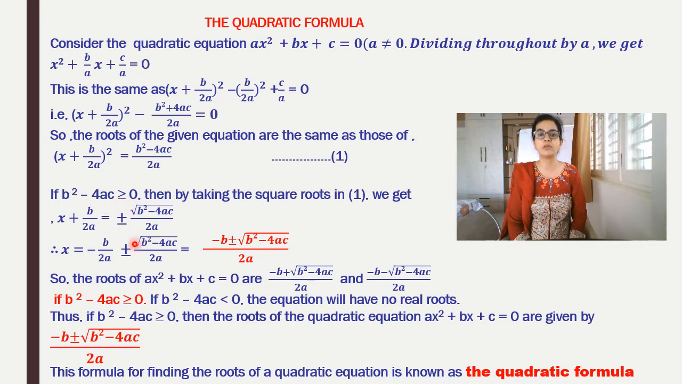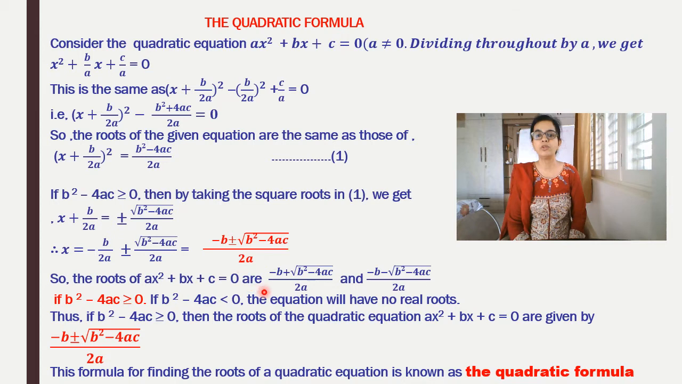We are going to take the square root on both sides. So we get x plus b upon 2a is equal to plus or minus root of b squared minus 4ac upon 2a. Now transpose this b upon 2a to the RHS. Then what do you get? Minus b upon 2a. Then we get the roots of the quadratic equation. Here it is. We get x is equal to minus b upon 2a plus or minus root of b squared minus 4ac upon 2a. Now that is the quadratic formula.